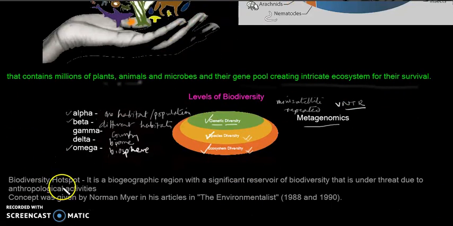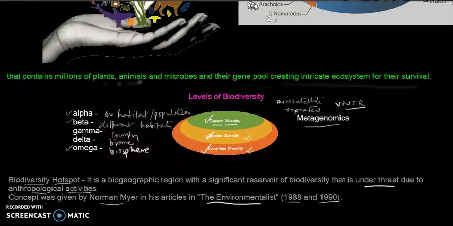So there are biodiversity hotspots on the globe. It has been found that there are certain regions which are very rich reservoirs of biodiversity, and they are under threat from human activity, anthropogenic activities. Such areas are called hotspots, biological hotspots. The concept was given by Norman Myers in his article in The Environmentalist in 1988 and 1990.